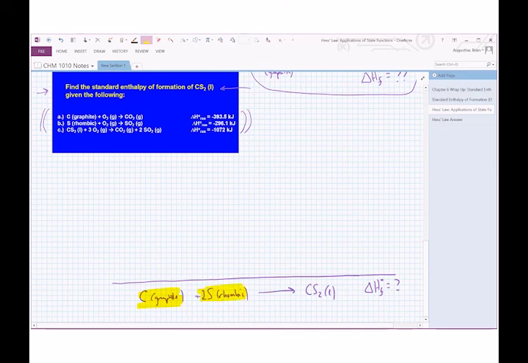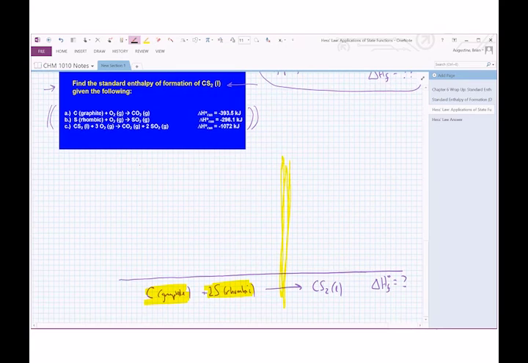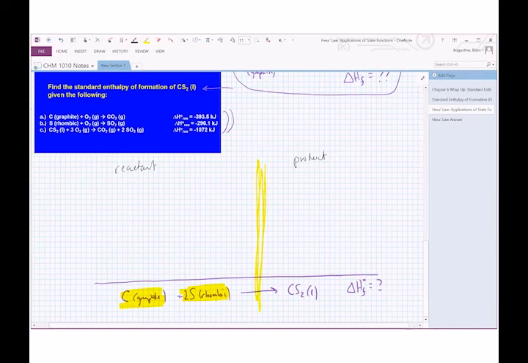I look at the products and reactants that I have. So I've got graphite and sulfur on the reactant side, and I basically line everything up with my arrow and say this is the reactant side of the equation and this is the product side of the equation. Okay? So then I go up to these equations that have been given to me and I say, I'm looking for graphite. Do I see graphite in any of these equations? Oh yeah, I see it in equation number A. There it is right there.